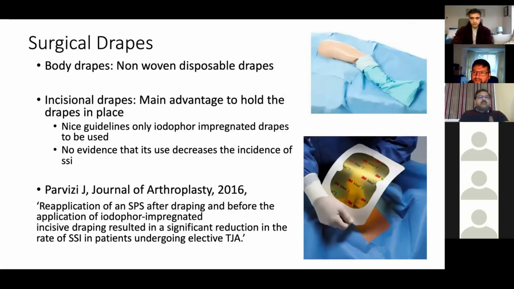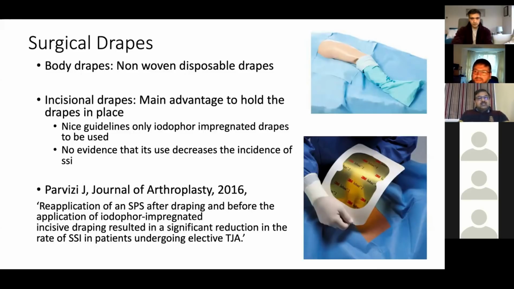Coming on to drapes. The commonest drapes are body drapes, the non-woven disposable drapes which we use day in, day out. I don't think the cotton drapes are used anywhere anymore. The controversy is about the use of incisional drapes. NICE guidelines clearly say only iodophore impregnated drapes to be used, and there is no evidence that it decreases the incidence of surgical site infection.